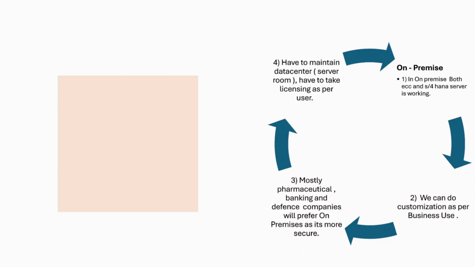Now, on premises. On premises is what companies mostly use these days. Both ECC and S4 HANA work on premises. We can do whatever customizations are required as per our business use in on premises. Even now, most organizations are still using on premises, with both ECC and S4 HANA on premises.